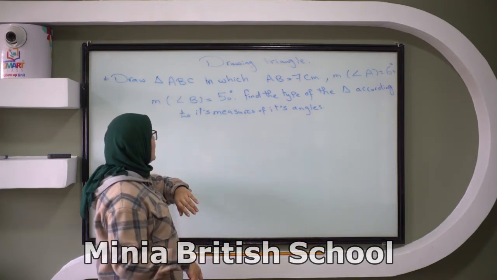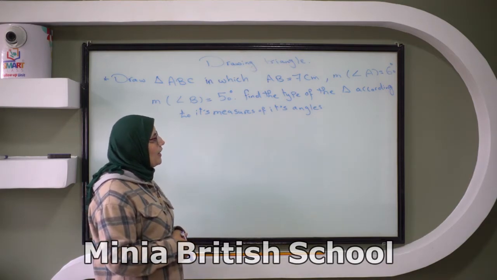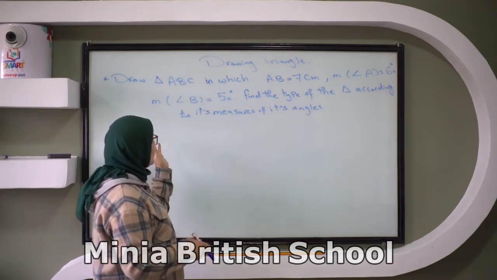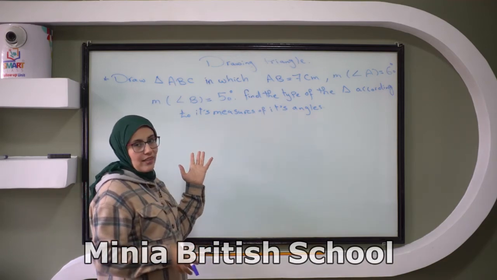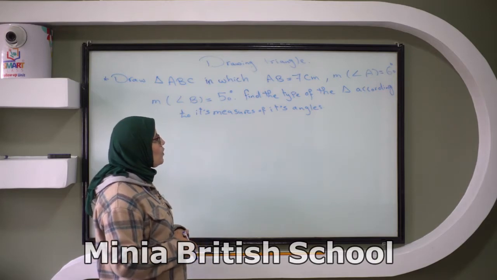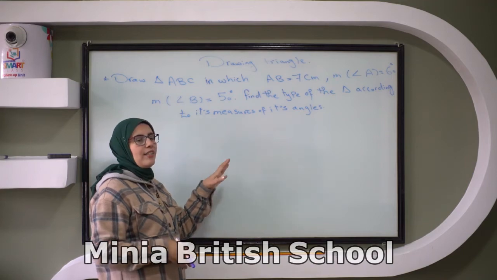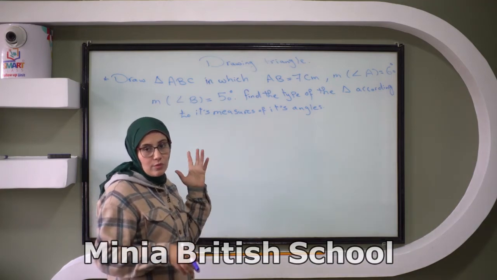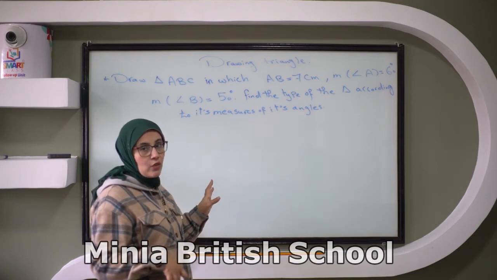Here, draw triangle ABC in which AB equals 7 cm, the measure of angle A equals 60 degrees, and the measure of angle B equals 50 degrees. After we draw this triangle, he asks me to find the type of the triangle according to the measure of its angles. So according to the measures of its angles, we can know the type of this triangle.